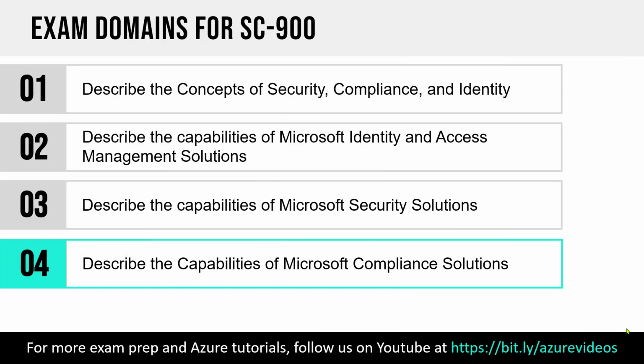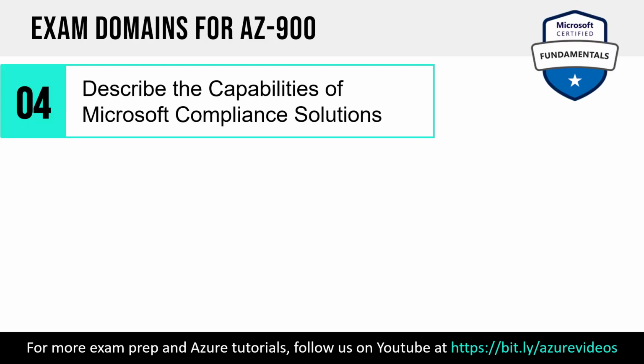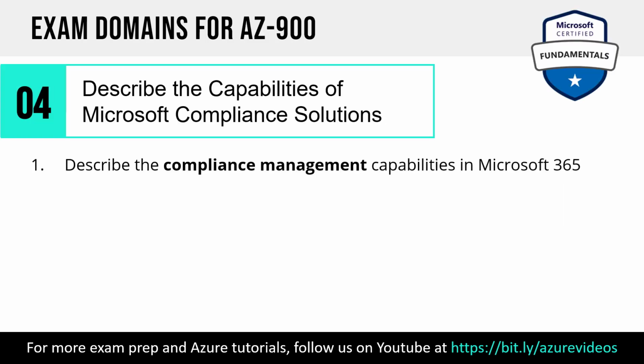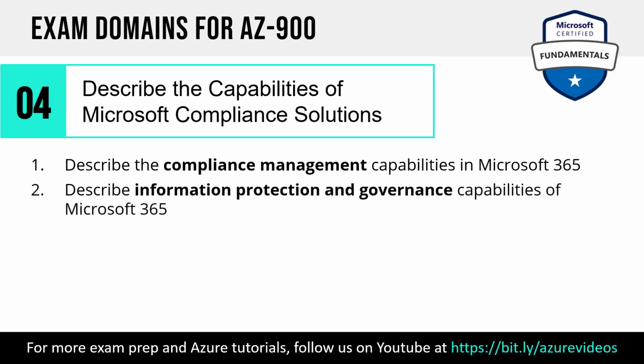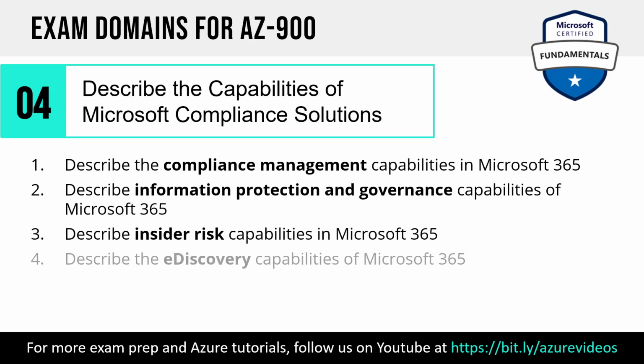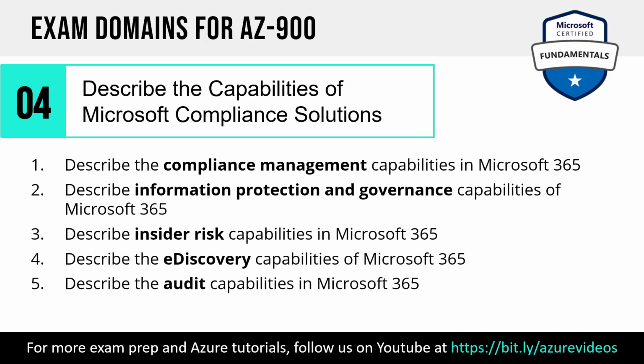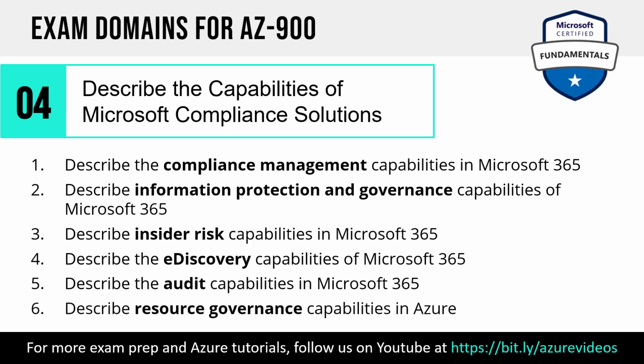And for the big finish, we're ready for Objective Domain 4, describe the capabilities of Microsoft Compliance Solutions. So we're going to be talking compliance and we're going to be talking governance. So if we look at the subheadings under Objective Domain 4, we see describe compliance management capabilities in Microsoft 365, information protection and governance, insider risk, e-discovery, and audit. And then the last line item is describe resource governance capabilities in Azure. So lots of compliance, and we'll round it out with resource governance.